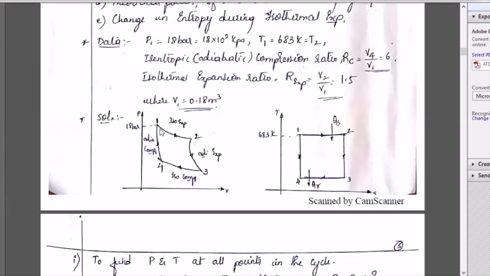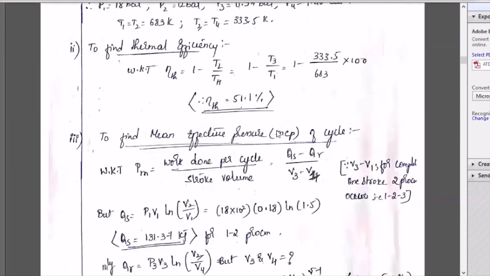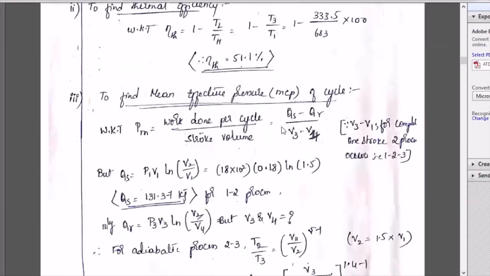Now let's check V3 minus V1. The compression process they have taken completely. Points 1, 2, 3, 4. Which volume is more? V3 volume is more. Which volume is less? V1 volume is less. So V3 minus V1 gives the stroke length. Whether you take 1, 2, 3 or 3, 4, 1, V3 minus V1 is the stroke volume. That's what they have written: more volume minus the less volume. So work done per cycle is Qs minus Qr, and the stroke volume is V3 minus V1.